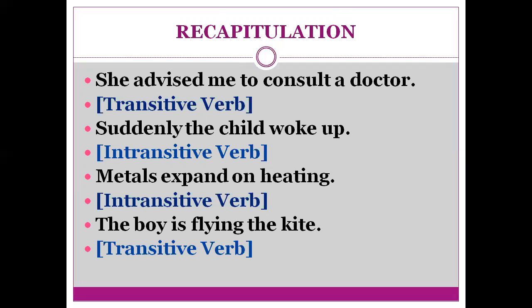Suddenly, the child woke up. Now, it is an intransitive verb because the action is not being passed on. Metals expand on heating. Again, it's an intransitive verb because the verb expand is not being passed down. It has finished there. The boy is flying the kite. Here, in this, the action is being passed to kite. So hence, it is a transitive verb.